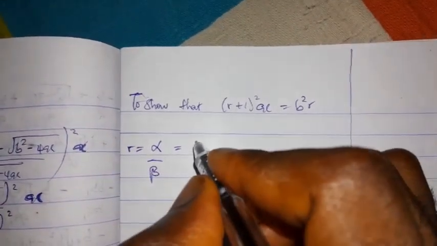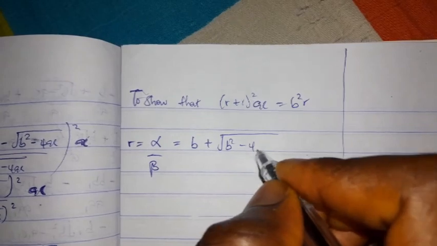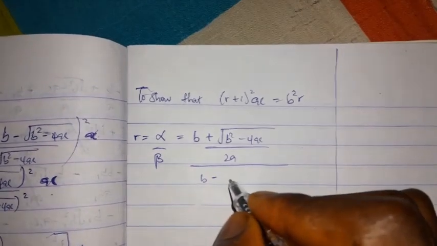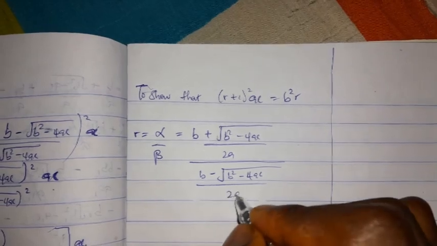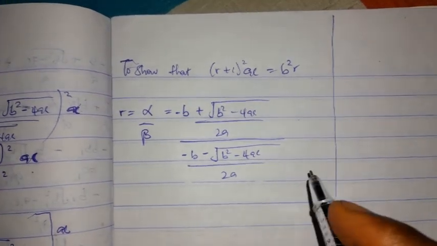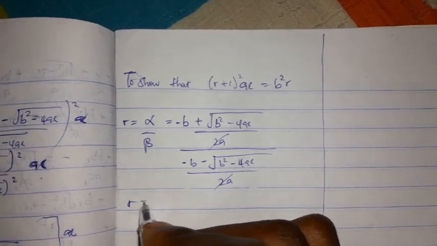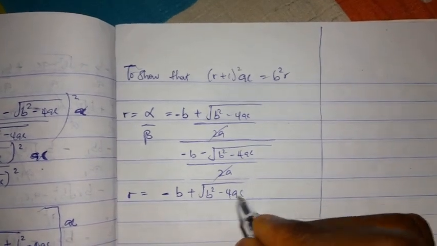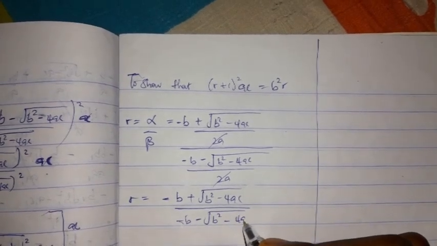Now, my alpha is minus b plus the square root of b squared minus 4ac over 2a, and we have our beta to be minus b minus the square root of b squared minus 4ac all over 2a. Now from here, what do I then have? The 2a cancel themselves, leaving my answer: r equals minus b plus the square root of b squared minus 4ac over minus b minus the square root of b squared minus 4ac.